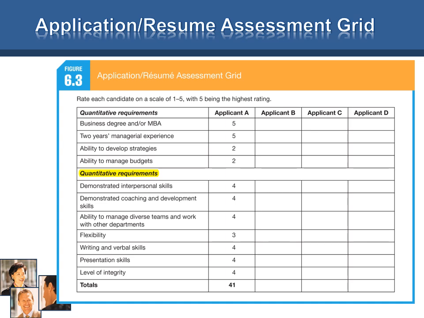Here is what's called an application or resume assessment grid, and it lists several applicants and the qualifications that you're looking for in the interview process, and then you grade them on a scale of 1 to 5, 5 being the best, 1 being the worst or poor.